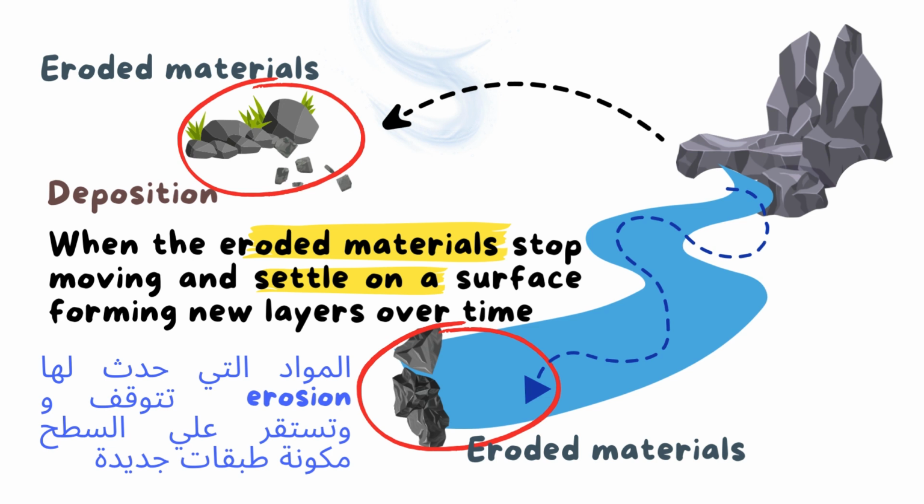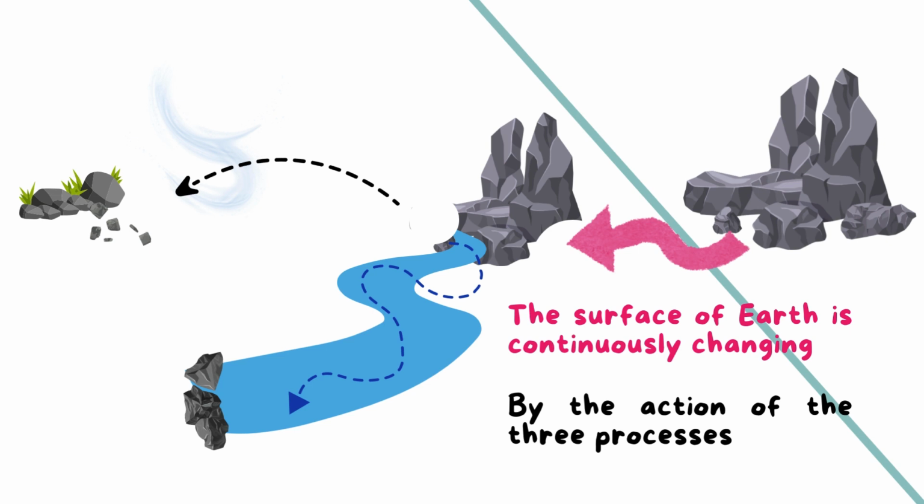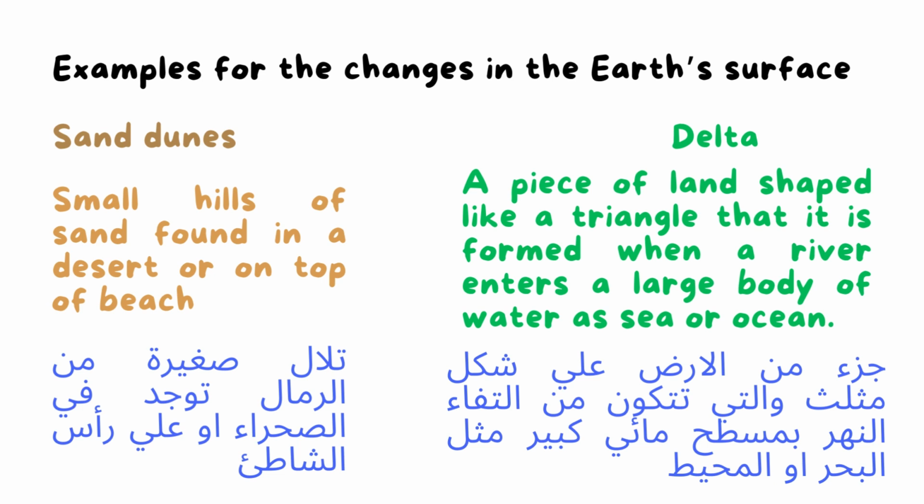As we said, the surface of Earth is continuously changing. As this rock at the beginning was like this, as on the right, and by the action of the 3 processes, which are weathering, erosion, and deposition, it becomes like this, and the sediments are placed in other places or areas, as you see here, by the wind and by the water. So the surface of Earth is continuously changing by the 3 processes. Examples of changes in the Earth's surface are the sand dunes and delta.